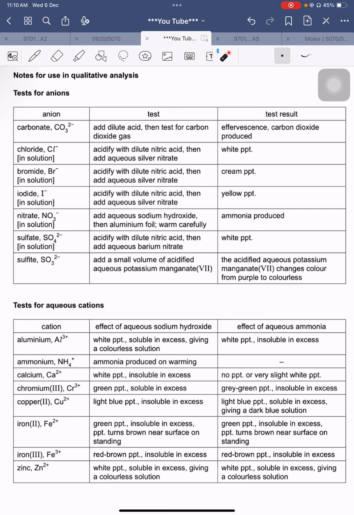But what should we do with this sheet? Should we memorize this sheet or not? If it is available, then why do we have to memorize it? There is a problem: in the MCQ paper, when there is a question related to salt analysis or salt identification, this sheet will not be available, nor will it be available in the theory papers for both 5070 and 0620.